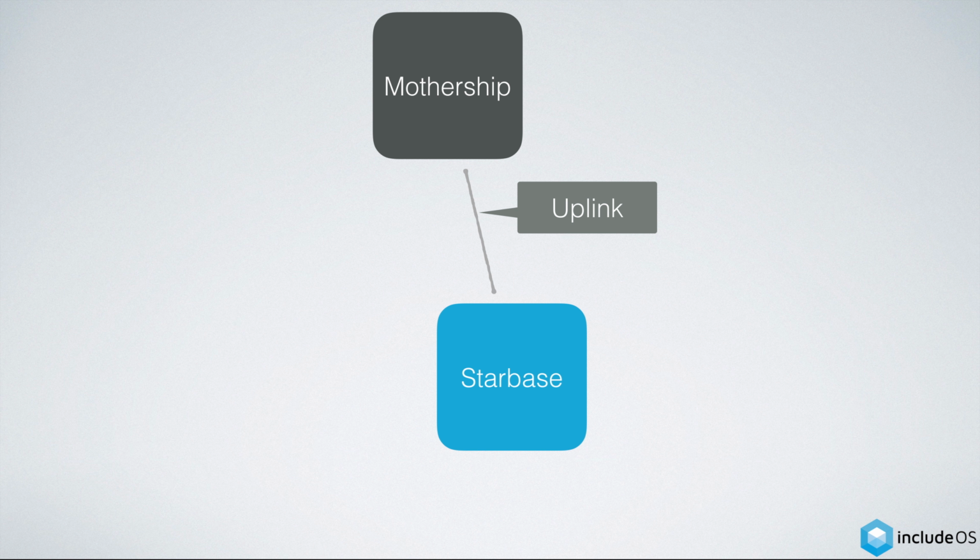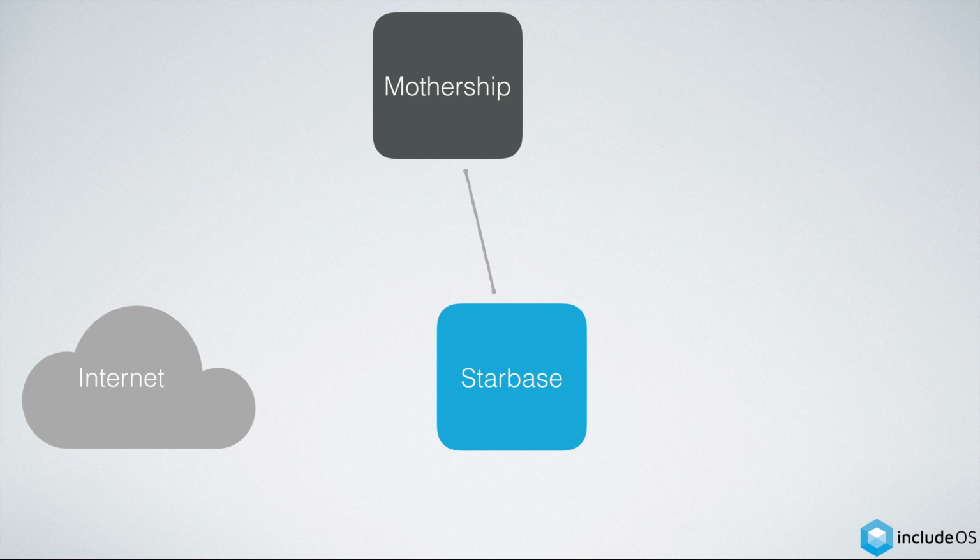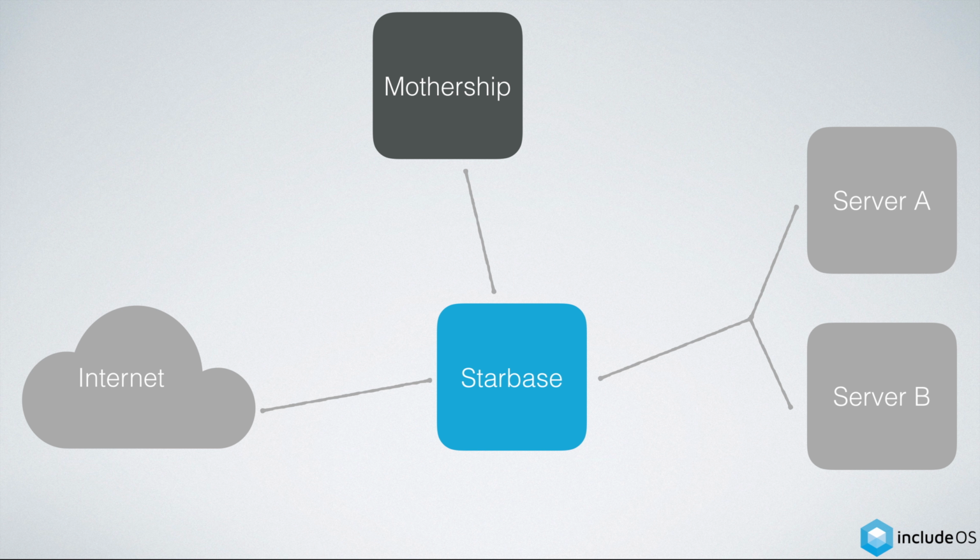This specific virtual machine has 3 network connections. So one towards the mothership, one is facing the internet, and one is facing a couple of servers for which we will be doing firewalling.